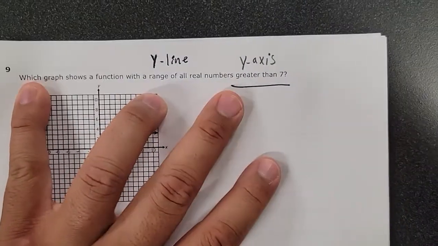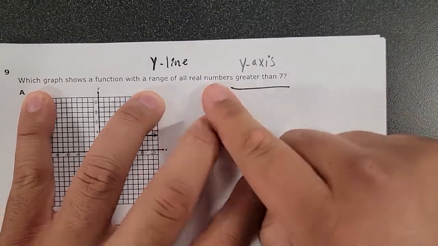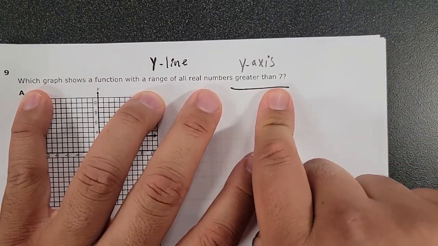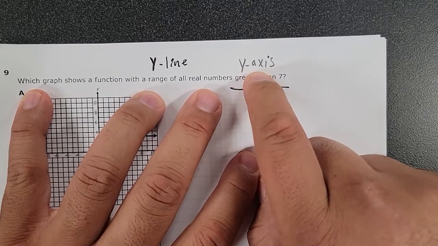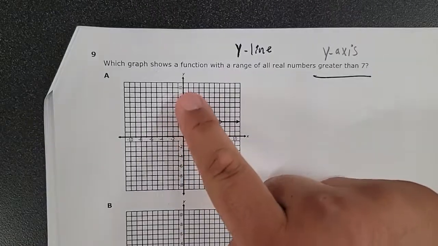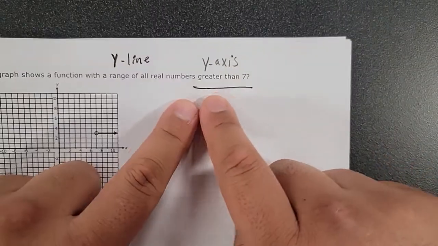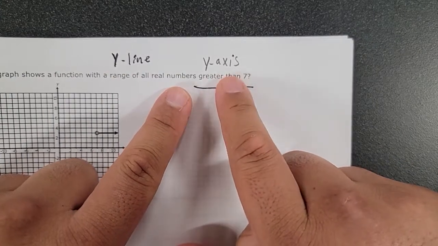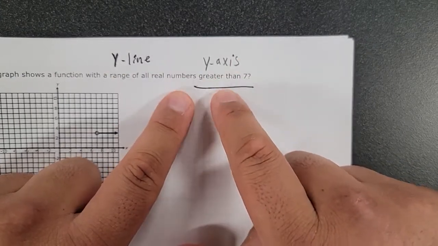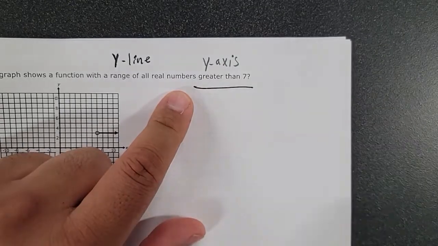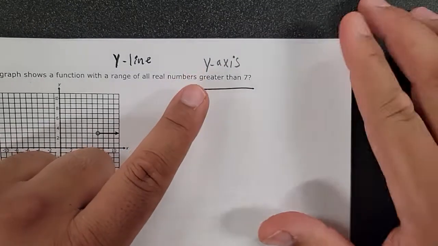And this question, it's asking for the range of all real numbers greater than 7. Just remember, the range is the y line, the y-axis. This is my y-axis. If it's greater than 7, just think about which way the y-axis goes. Is greater than going to go up, or is it going to go down? I guess you can kind of think of it that way.